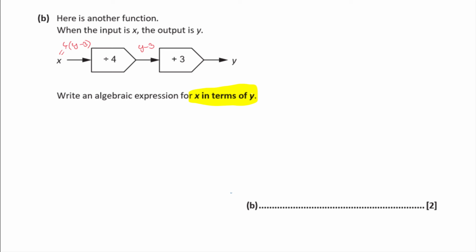So then these two things must be equal to each other. So x is equal to 4 lots of y minus 3 in this case. My 3 is not looking very convincing. 3, that's better. So x equals 4 lots of y minus 3. Brackets are important, have to put the brackets in.